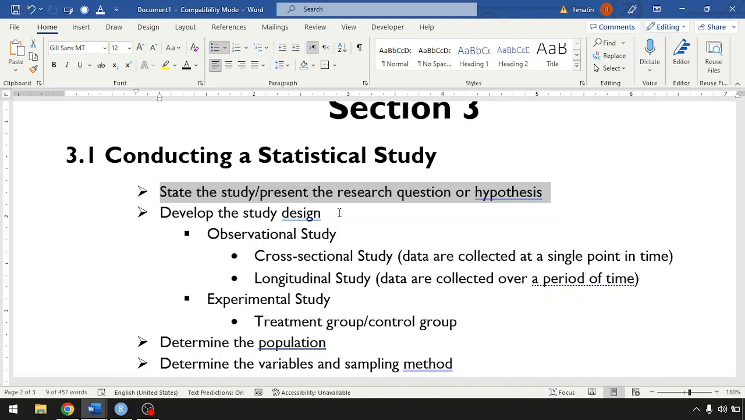The first part is when you are dealing with data that are already collected. In other words, you're dealing with something that is already available. You don't have to experiment. So observational studies have two parts. The cross-sectional study involves data that are collected at one single point, and longitudinal study involves data that are collected over a period of time.